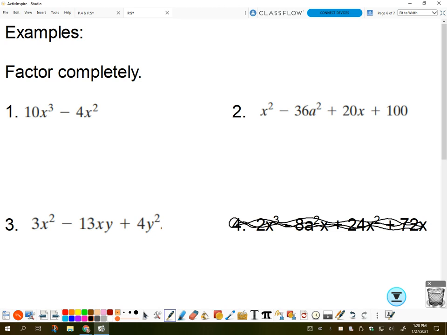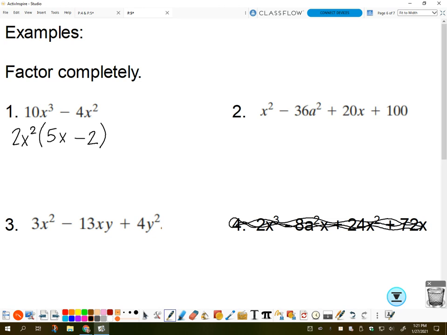All right, so number 1. What do we have in common? Because we're always looking for a GCF. So what do 10x to the third and 4x squared have in common? Well, 10 and 4 are both divisible by 2, and I can take out x squared because that's the smallest amount of x's. So then 10 divided by 2 is 5, and they need 1 more x. 4 divided by 2 is 2, and it's going to be negative 2, and the x's are already what they need to be. All right, so look at this. Those are both prime numbers, and this is not squared, so you know you're done.